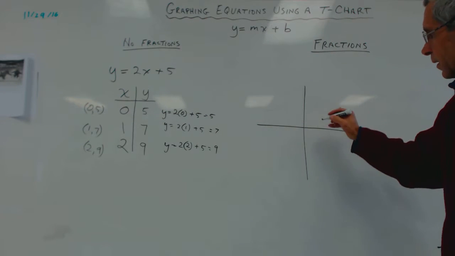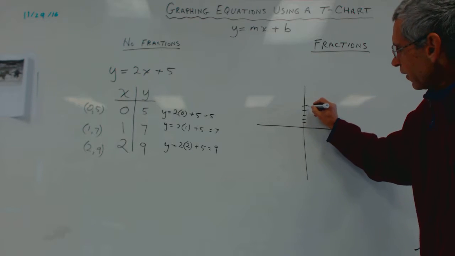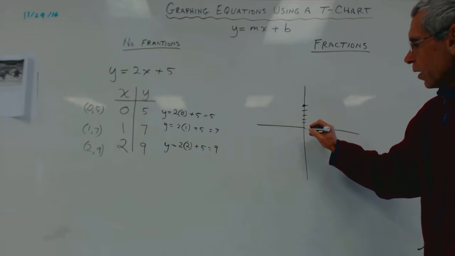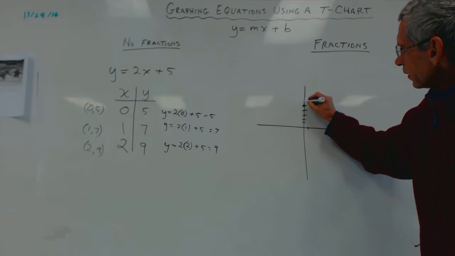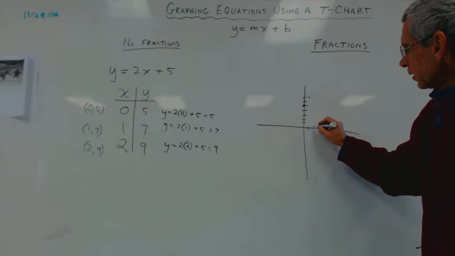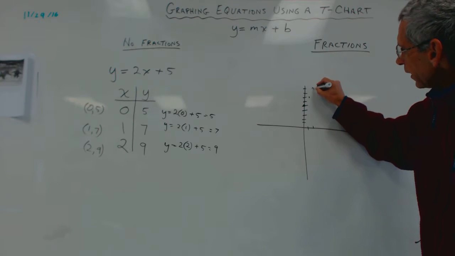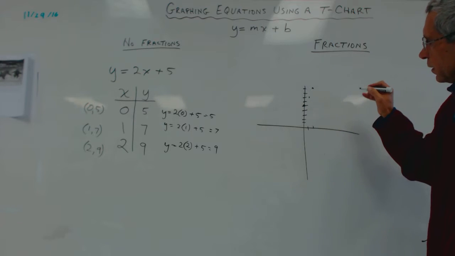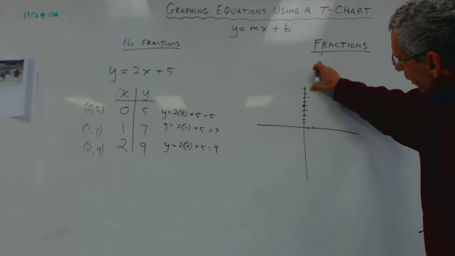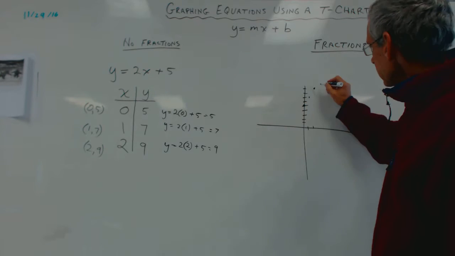Okay? And so if I plot this, 0, 5: 1, 2, 3, 4, 5, dot. And then 1, 7: 6, 7, dot. And then 2, 9: 8, 9, dot. Are they in a straight line? Yeah, they are. Except I didn't quite do that in the right spot. More like that, right? And so they're a straight line.